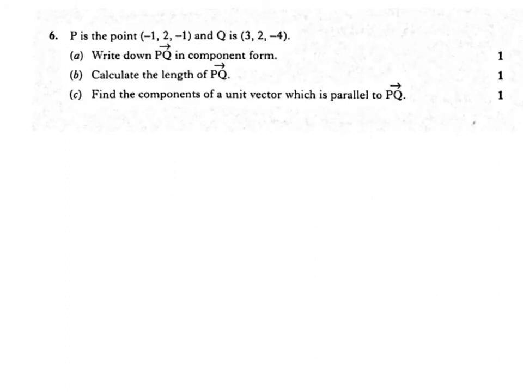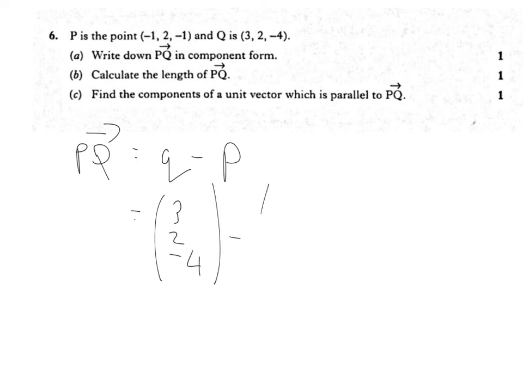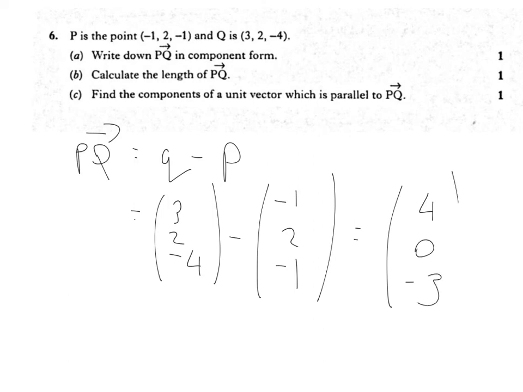Section 8, question 6. P is the point minus 1, 2, minus 1. Q is 3, 2, minus 4. Write down PQ in component form. So PQ is equal to Q minus P. And that's 3, 2, minus 4 minus minus 1, 2, minus 1. 3 minus minus 1 is 4. 2 minus 2 is 0. Minus 4 minus minus 1 is minus 4 plus 1, that's minus 3.